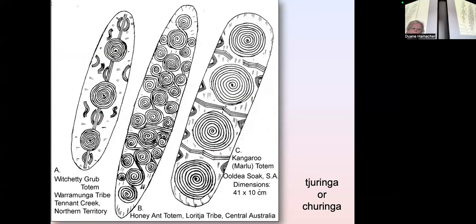These are Churinga, or Churinga restricted objects. I would not show a photo of one. They're a restricted male object. I have permission from the Aboriginal people I consulted with that these images are not particularly accurate, but they give the idea, and that's all you need, is that these are memory devices.